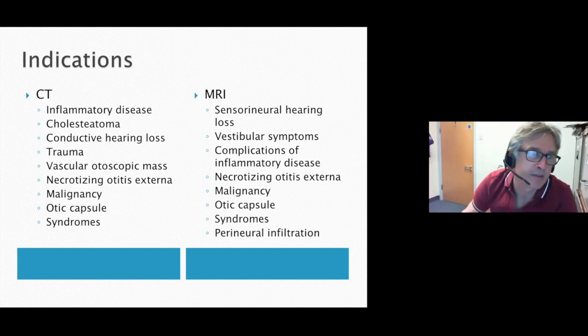MR is much more sensitive at that. You often won't see an abnormality on the bone CT scan.